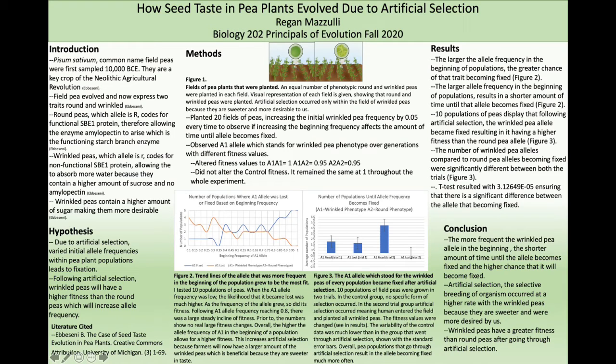So for this experiment, I came up with two hypotheses. The first one is that due to artificial selection, varied initial allele frequencies within pea plant populations lead to fixation. And the next hypothesis is that following artificial selection, wrinkled peas will have a higher fitness than round peas, which will increase allele frequency. So artificial selection refers to the selective breeding of an organism.